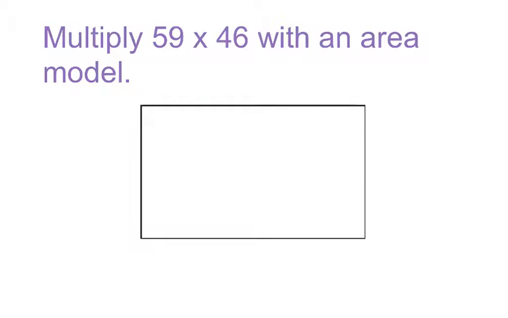So now we're going to use an area model to represent multiple digit numbers. So we have 59 times 46. It's a little bit different. Think of this as 50 plus 9 and 46, 40 plus 6. If you think of it this way, it's a little bit easier to draw your area model, and it also is a little bit neater. So let's get started.